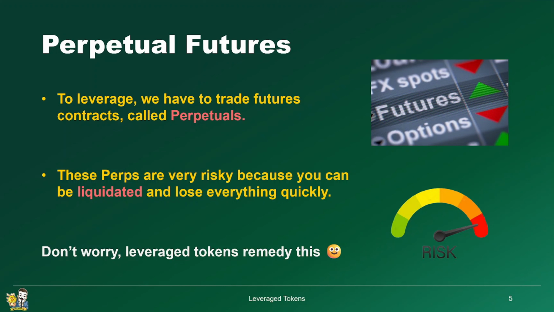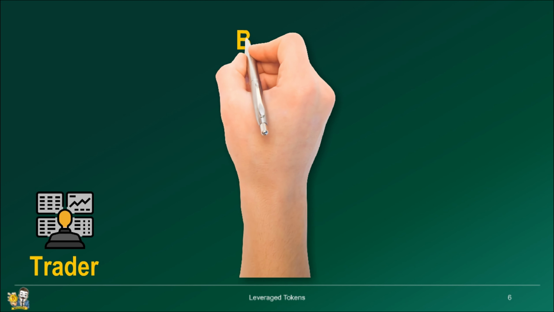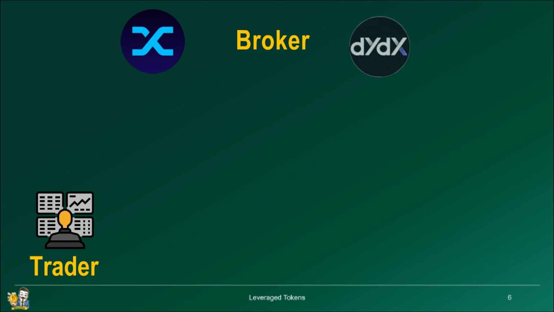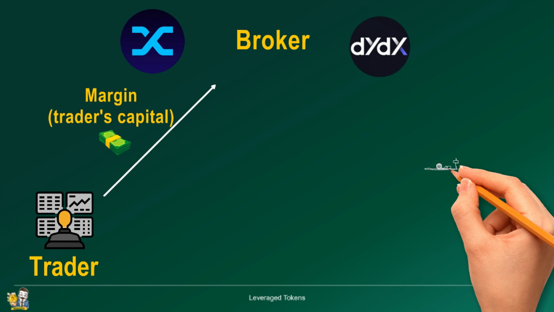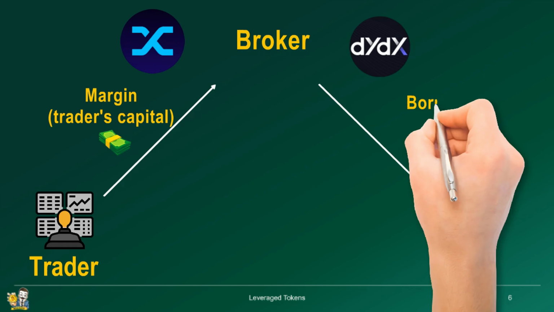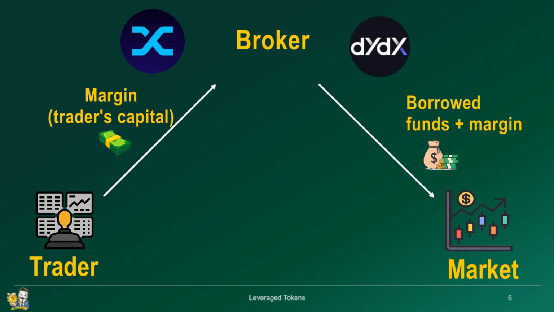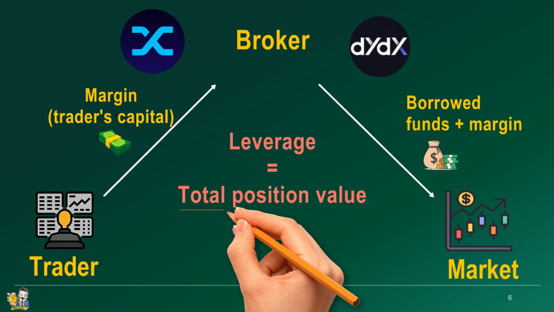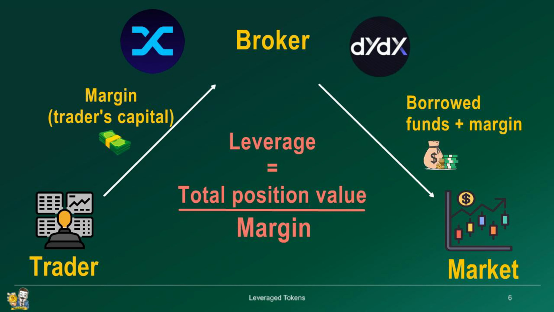Let's now understand how leverage is calculated. You, the trader, have to choose a broker, for example Synthetics Exchange or DYDX, and you have to send them a margin which corresponds to the trader's capital. Then the broker will allow you to borrow some funds and will transmit the borrowed funds plus your margin to the market. The leverage is equal to the total position value divided by the margin. But be careful. If the liquidation level is reached, you lose your margin and the broker recovers the funds you borrowed from him.